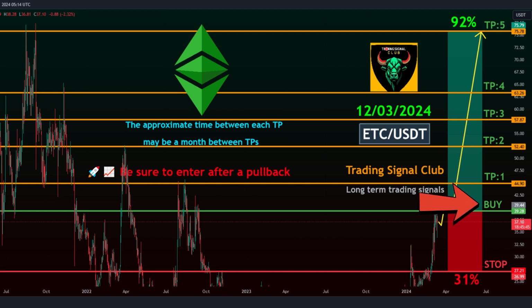Entry point: 39.28 to 41.47. Take profit targets: Target 1, 44.90. Target 2, 52.40. Target 3, 57.87. Target 4, 63.26. Target 5, 75.78. Stop level: 27.21.